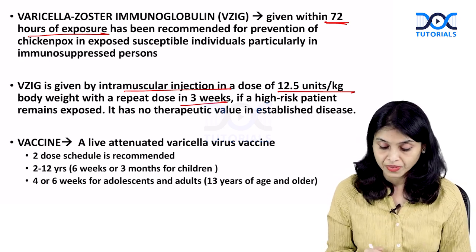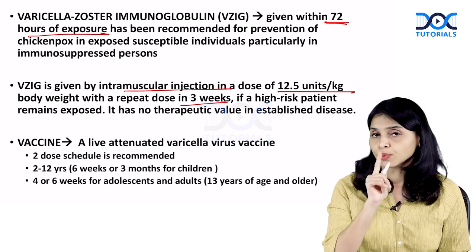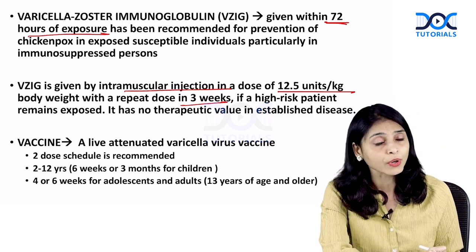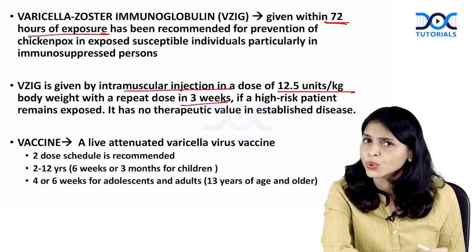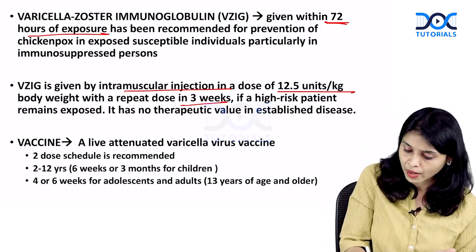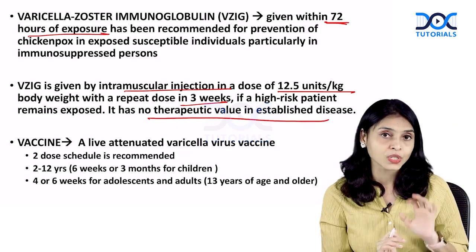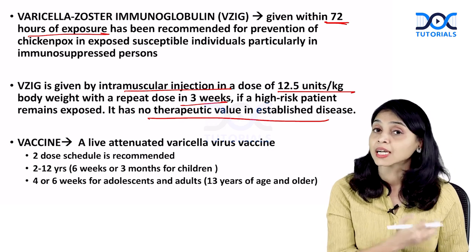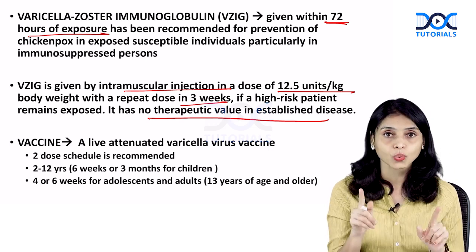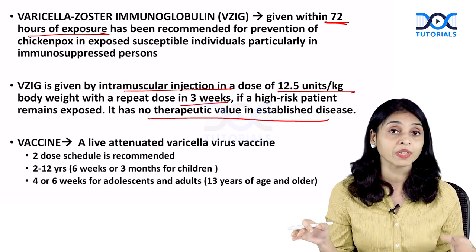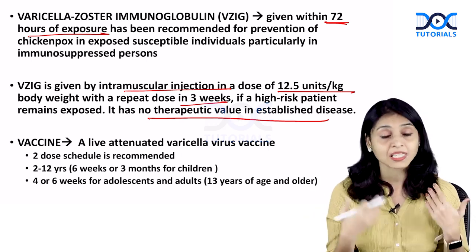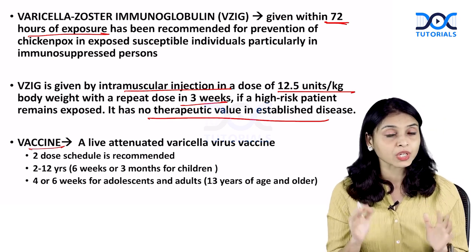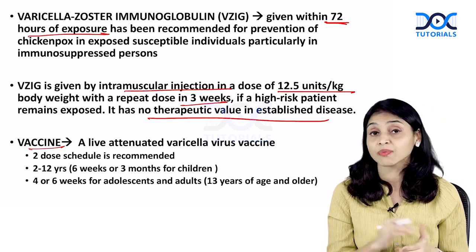Another thing that you have to remember is, is there any chance for immunoglobulin for the cases? No. It has no therapeutic value in established cases. So, if in one of the options it is given that immunoglobulin is for the cases, no, that is wrong. There is no role for immunoglobulin once the disease has manifested. And then there is a vaccine. We are talking about the control, right? So, vaccine plays a very important role.